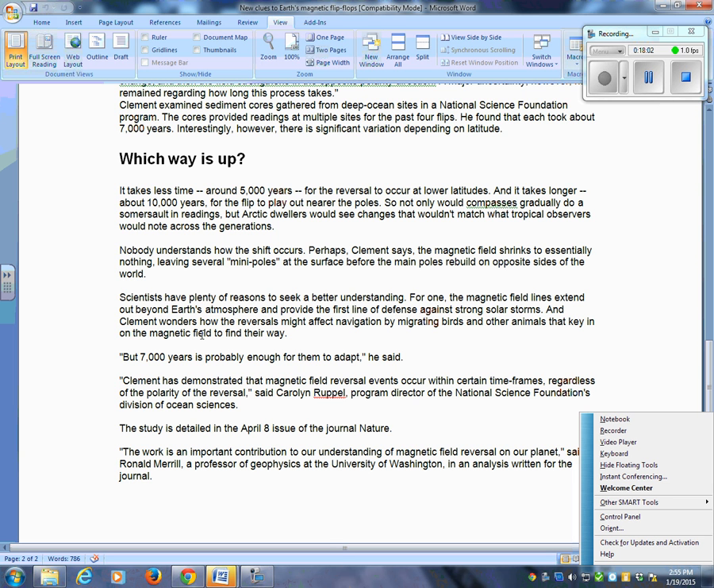Yeah. Exactly. Okay, Clement wonders how the reversals might affect navigation by migrating birds and other animals that key in on the magnetic field to find their way. 7,000 years is probably enough for them to adapt. Clement has demonstrated that magnetic field reversal events occur within certain time frames, regardless of the polarity of the reversal, said Carolyn Ruppel, Program Director of the National Science Foundation's Division of Ocean Sciences.